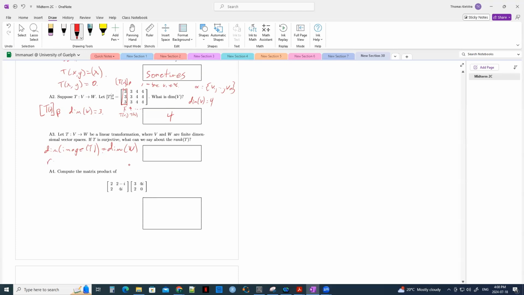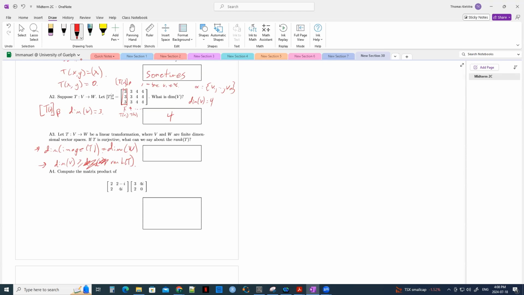We can say that the rank of T equals the dimension of W. We can also say that the dimension of V is greater than or equal to the dimension of W, because we know we're surjective. But this is kind of our main idea. If you said this, and if you had replaced this with the dimension of V is greater than or equal to the rank of T, that also would be accepted, because that gives us information about the rank.